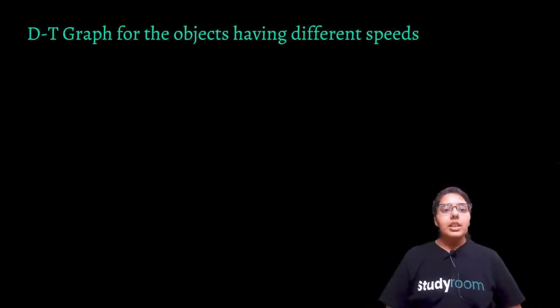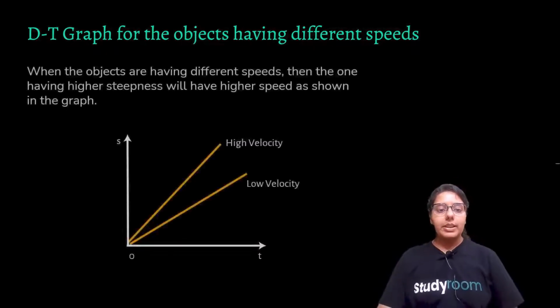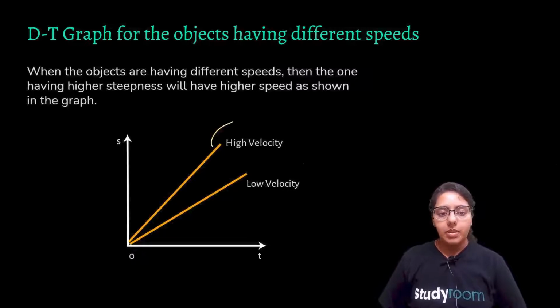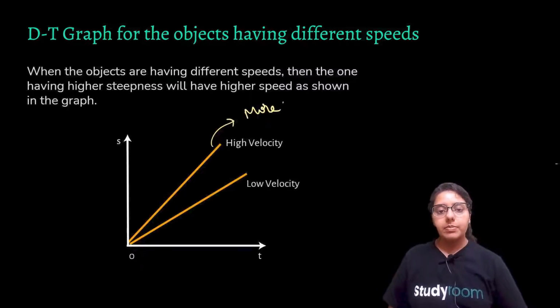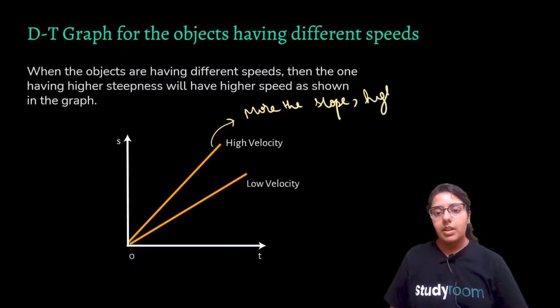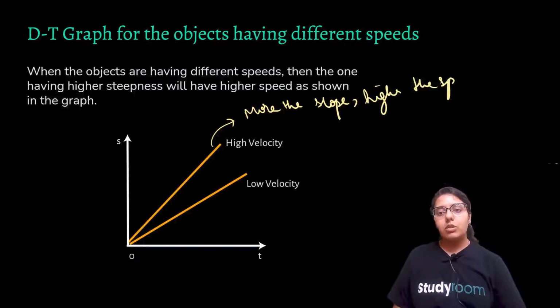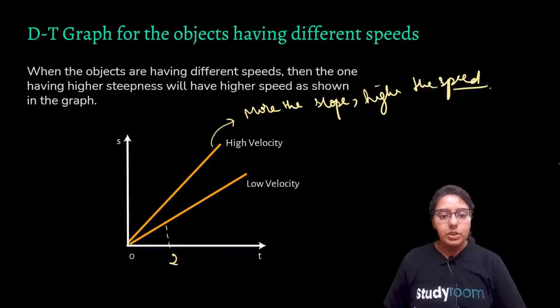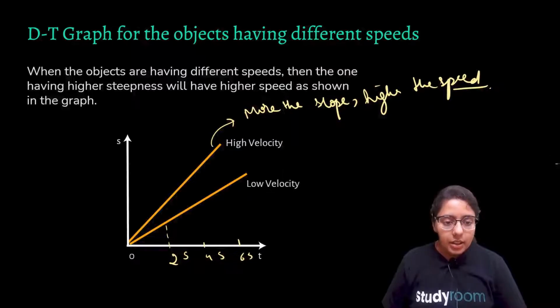Moving further, distance time graph for the objects having different speeds, okay? Of course, more the slope, higher the speed. I can also make you understand this by this. For example, 2 seconds, 4 seconds and 6 seconds, okay? Distance be 5, 10 or something, okay?